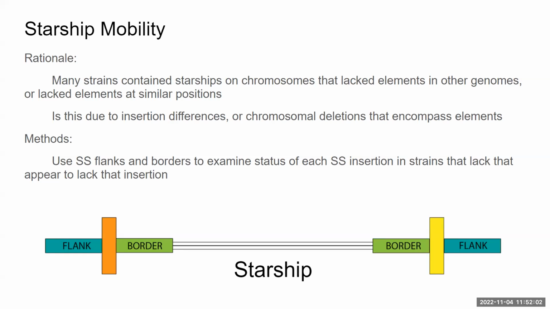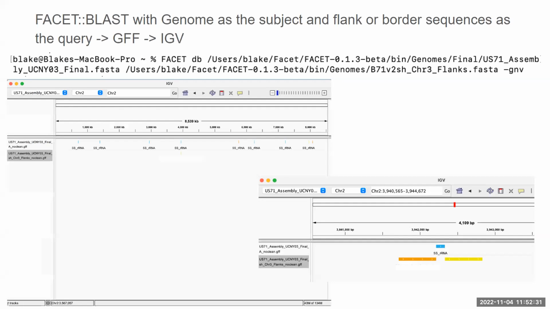So what we did was, this diagram at the bottom is what I will be referencing, explaining starship mobility. Here on the left, you have your 5' end of the 5S rRNA in the orange, and the yellow is the 3' end of that 5S rRNA. We refer to borders, as Savanna used to identify starships, as approximately 200 bases into the starship to identify similarity. And then the flanking sequences is the inverse. So it's 200 bases outside of the starship.